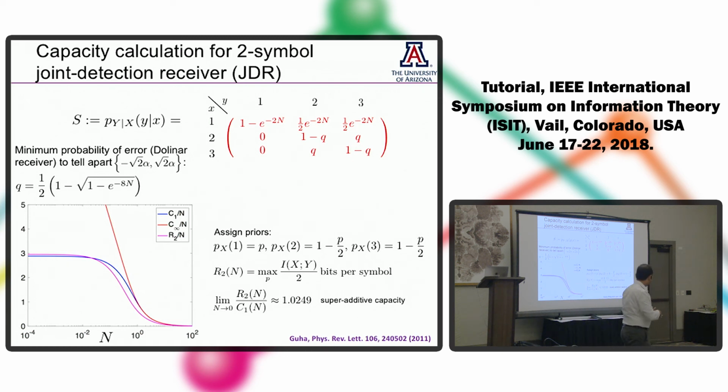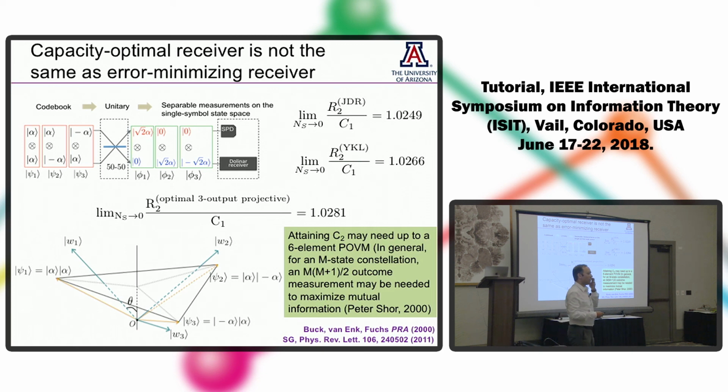It's a superadditive capacity. Okay, so now one can say, aside from the fact that we don't know C2, what else could we have done instead of building that physical receiver? So that receiver that I showed you, this joint detection receiver, gives us R2 over C1 as 1.0249, okay?